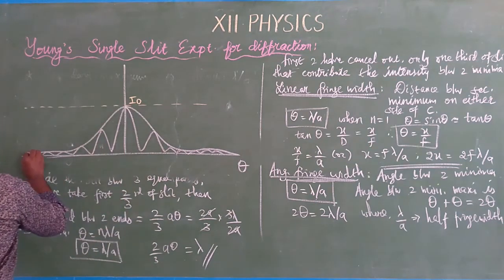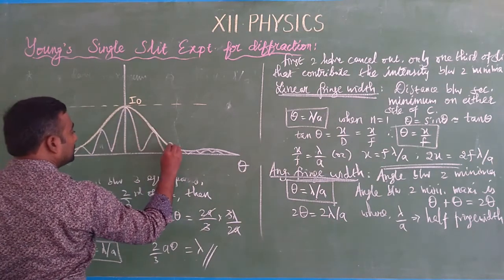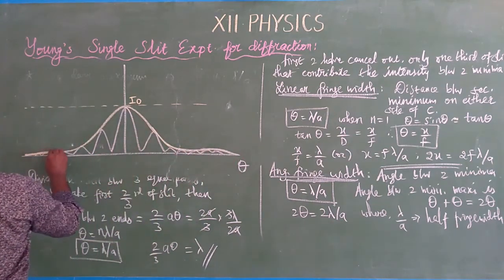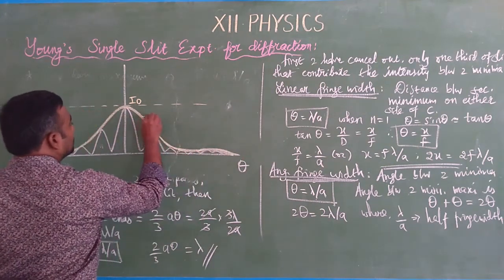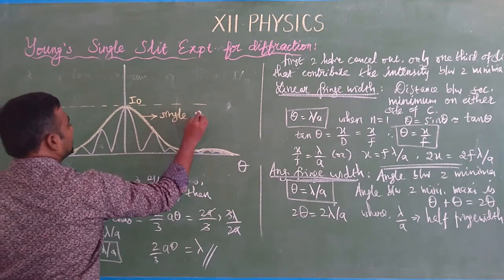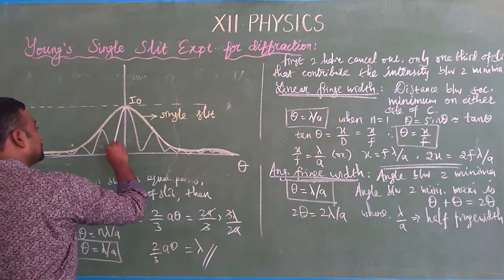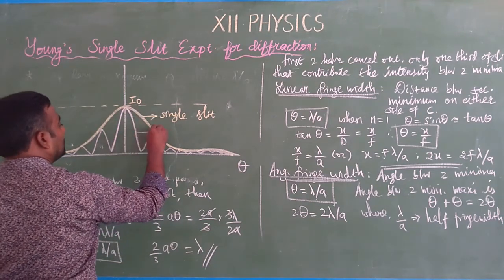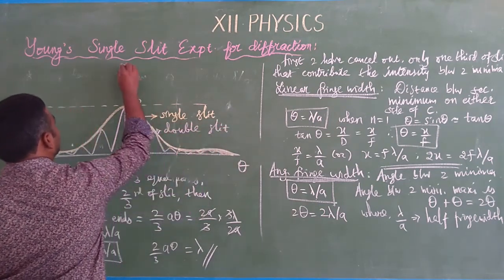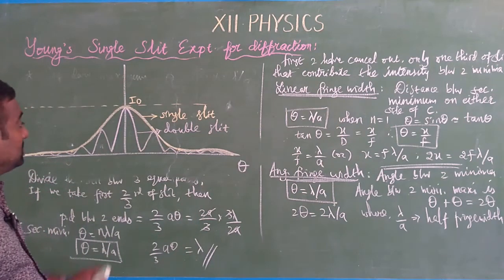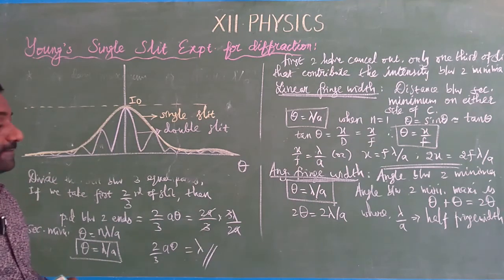In this, the first top layer is our original single slit diffraction. So both are overlapping. This is by single slit and this one by double slit. So the graph comes like this. If you plot the graph between intensity and the angle, both the slit cases are overlapping. Thank you.